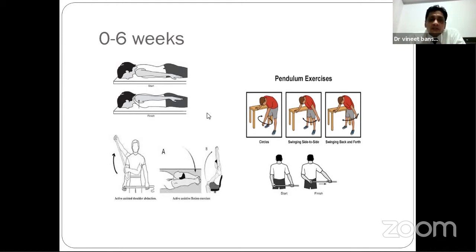We also checked his scapula, which is a quite important part of rehabilitation, which looks winged and is not sitting nicely.